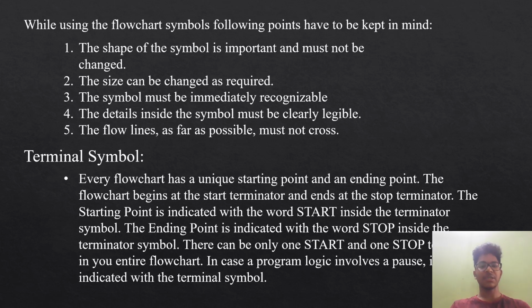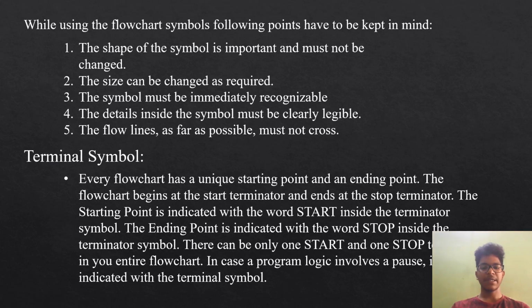While using the flowchart symbols, the following points have to be kept in mind. The shape of the symbol is important and must not be changed. Size can be changed as required. The symbol must be immediately recognizable. The details inside the symbol must be clearly legible. The flow lines as far as possible must not cross. Every flowchart has a unique starting point and ending point.